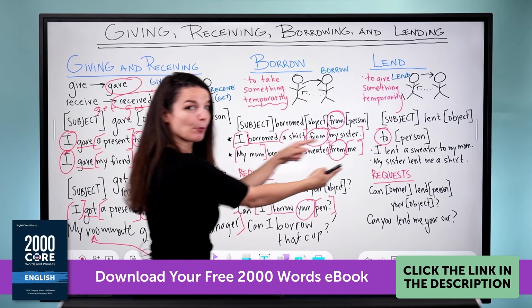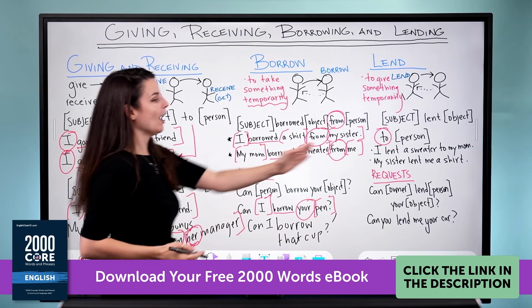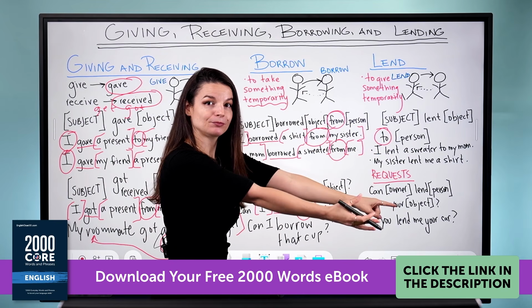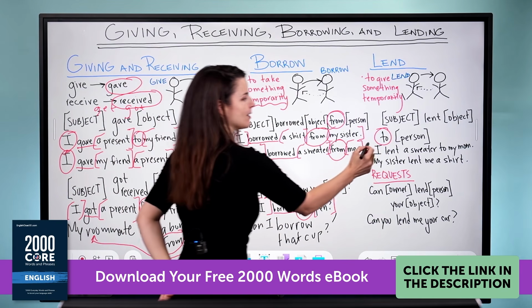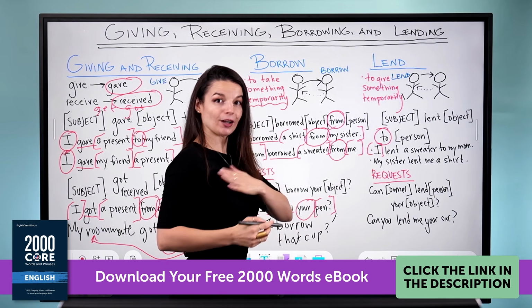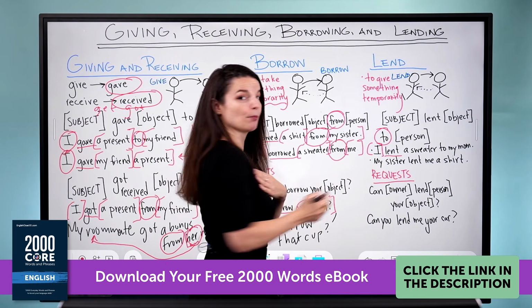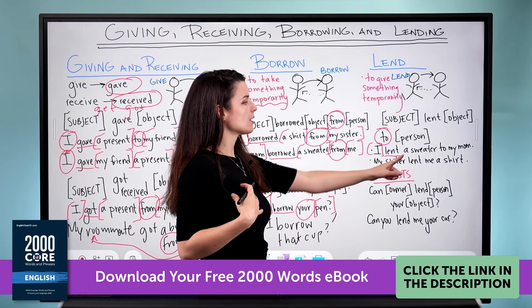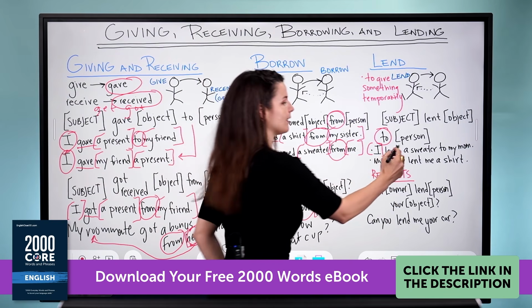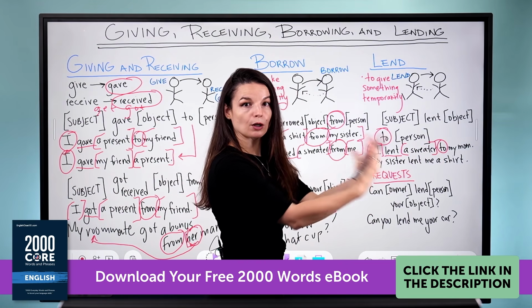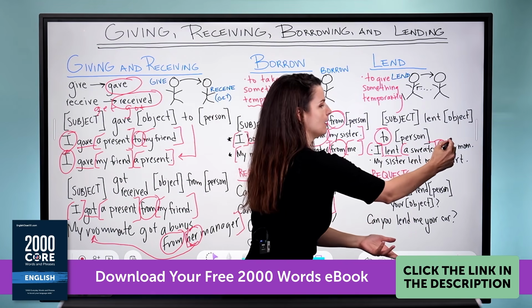Okay? So let's look at the example sentences. These are the opposite of these. I lent a sweater to my mom. So my subject, the owner, I am the owner. The subject here is the owner. I lent, past tense, a sweater is the object. I lent a sweater to, because it's going away from me, and then my mom.